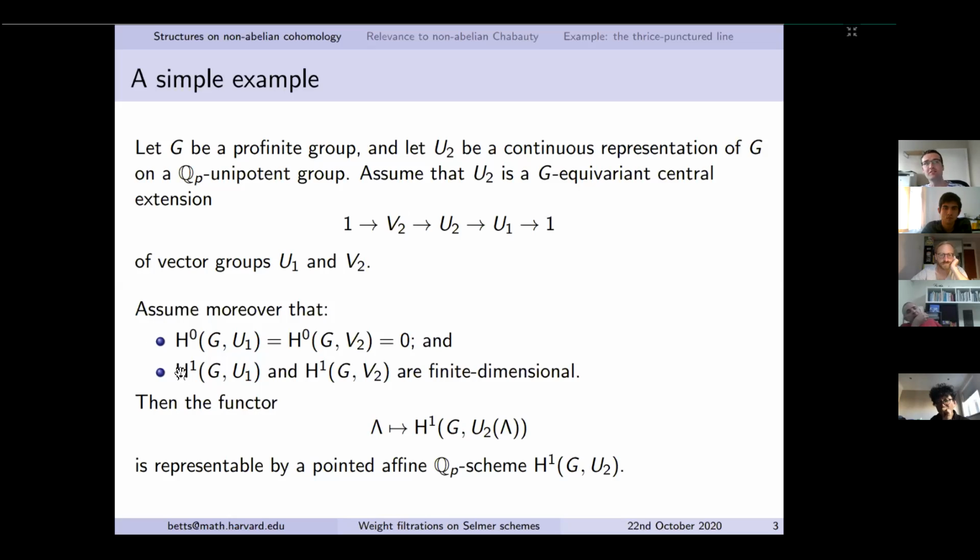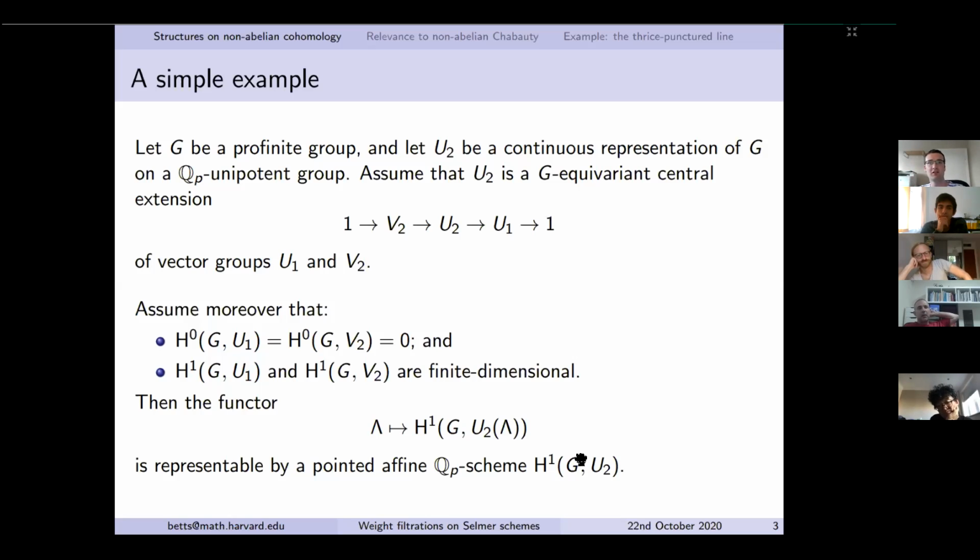A consequence of these two assumptions on the zeroth and first cohomology of the outer terms is that the functor taking a Q_p-algebra lambda to the non-abelian continuous G cohomology of the lambda points of U2 is representable by a pointed affine scheme, which is denoted H1(G, U2), and I'll refer to as the cohomology scheme.